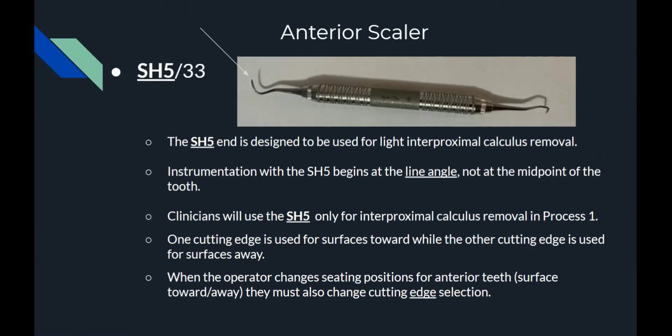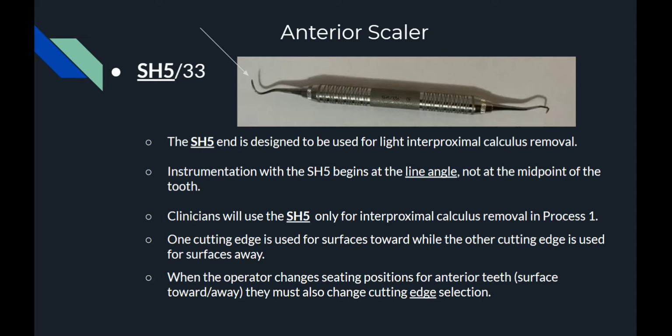The anterior scaler. This is a double-ended instrument with different instruments on each end. The SH5. A white arrow points to the SH5 end of your anterior scaler. The SH5 end is designed to be used for light interproximal calculus removal. Instrumentation with the SH5 begins at the line angle, not at the midpoint of the tooth. Clinicians will use the SH5 only for interproximal calculus removal in process 1.